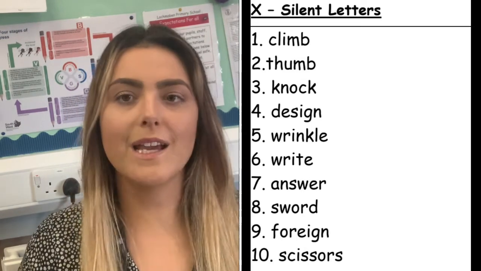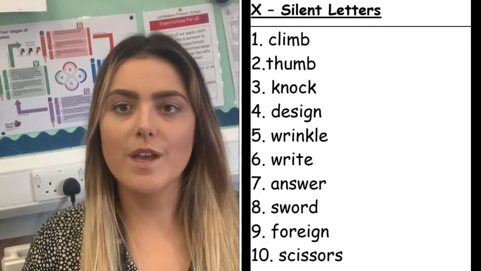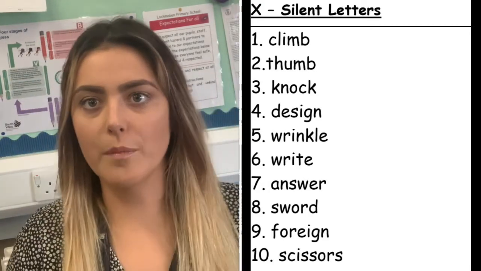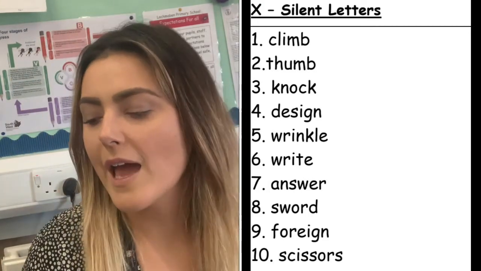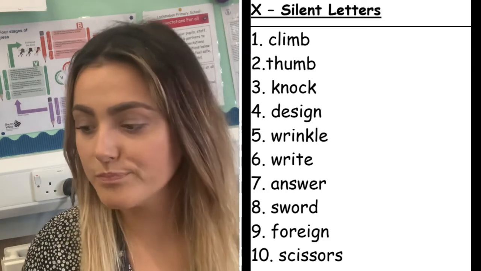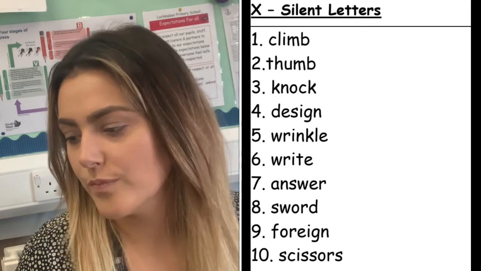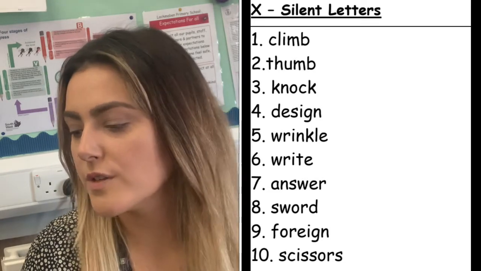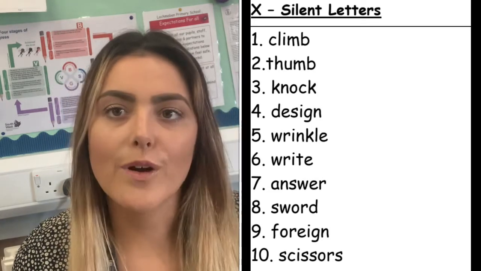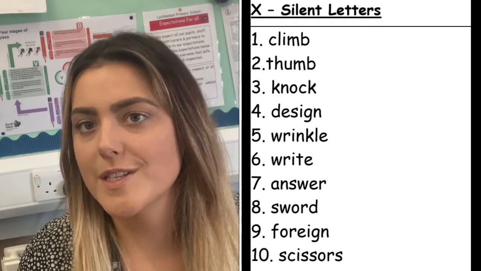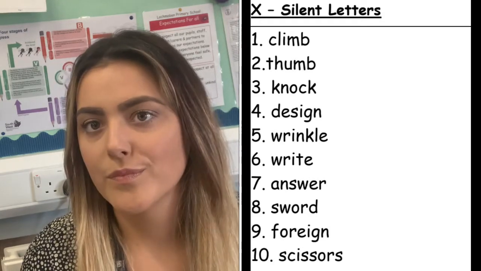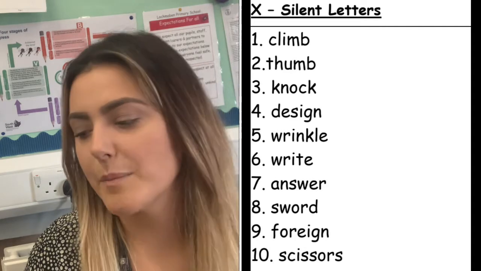Okay, number 9 is foreign. So if something is foreign, it means that it's not from the place where you are. And can you see what the silent letter is in that one? So we've got a silent G in there. Foreign, you don't hear that G sound. Then last one we have got is scissors. Can you think of what the silent letter is in that? And it is the C in that particular word.